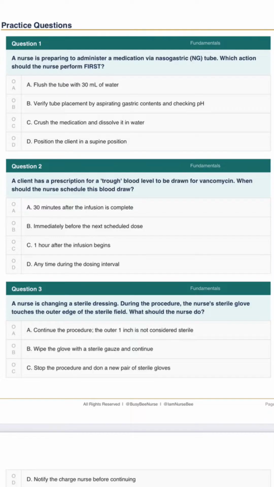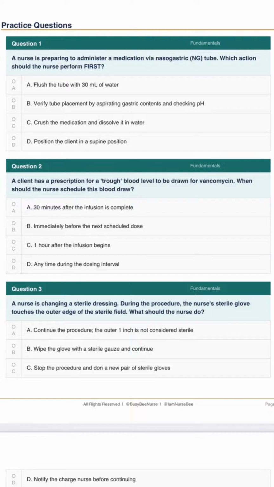In this case, the nurse must stop immediately, remove the contaminated gloves, and apply a new pair of sterile gloves to maintain sterile technique. And this also will help prevent surgical site infections. You do not want your patient to have an infection.